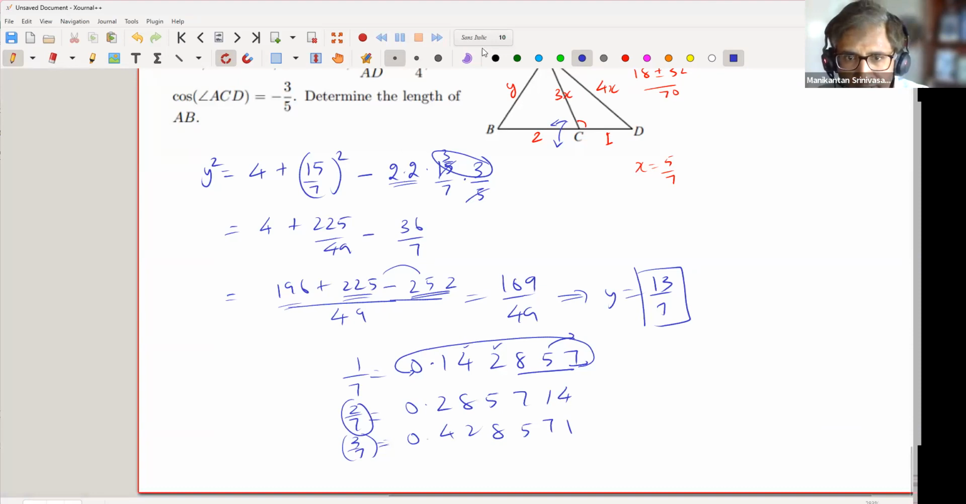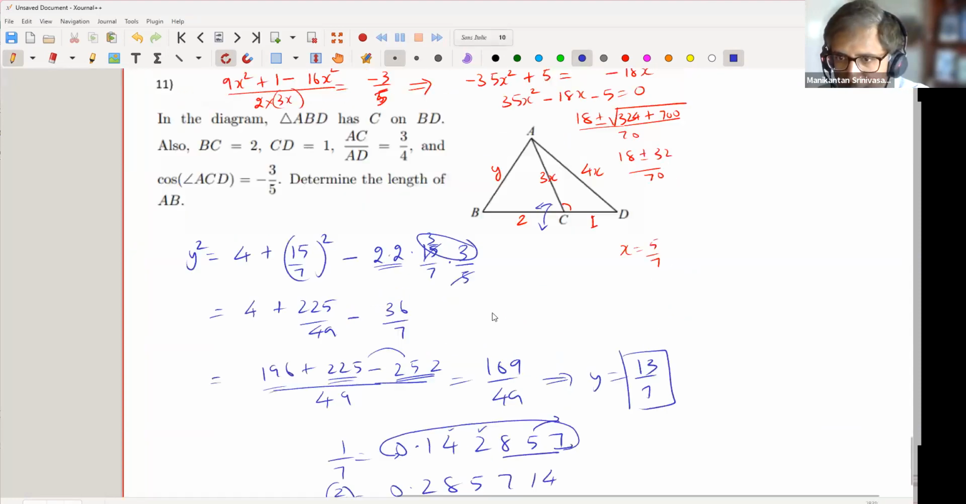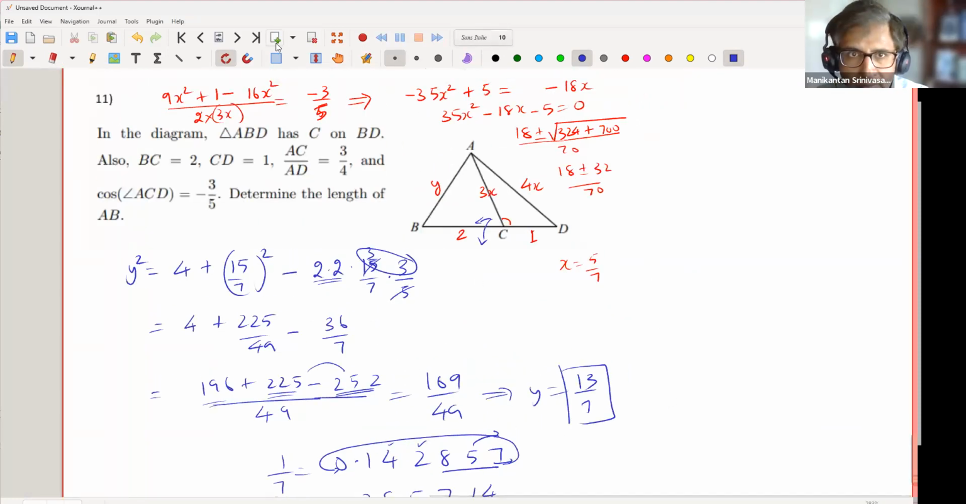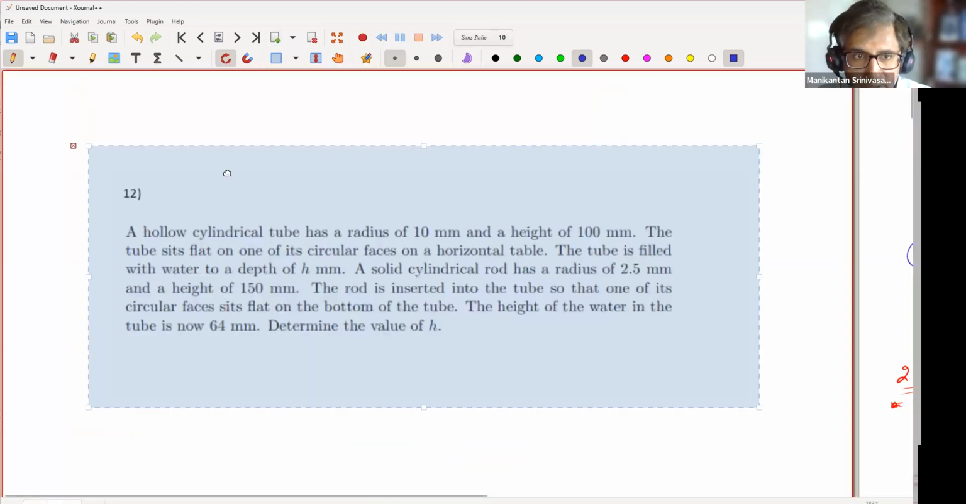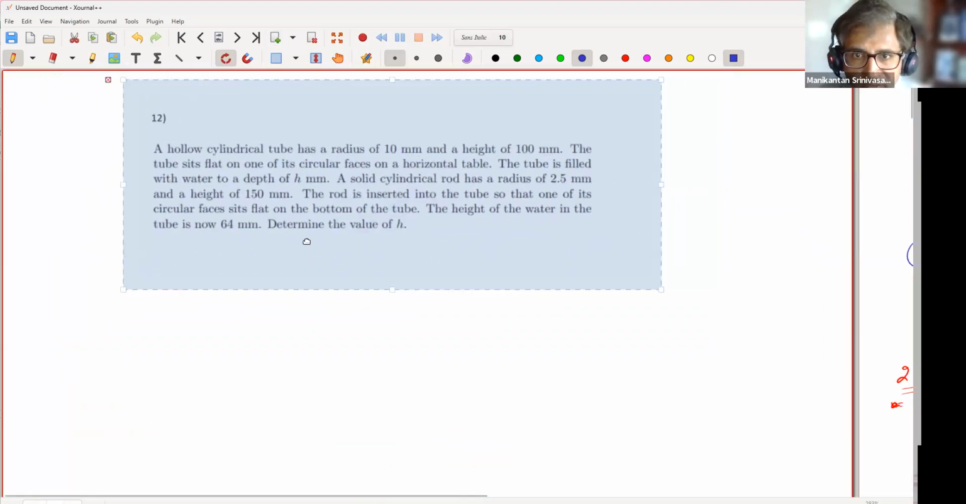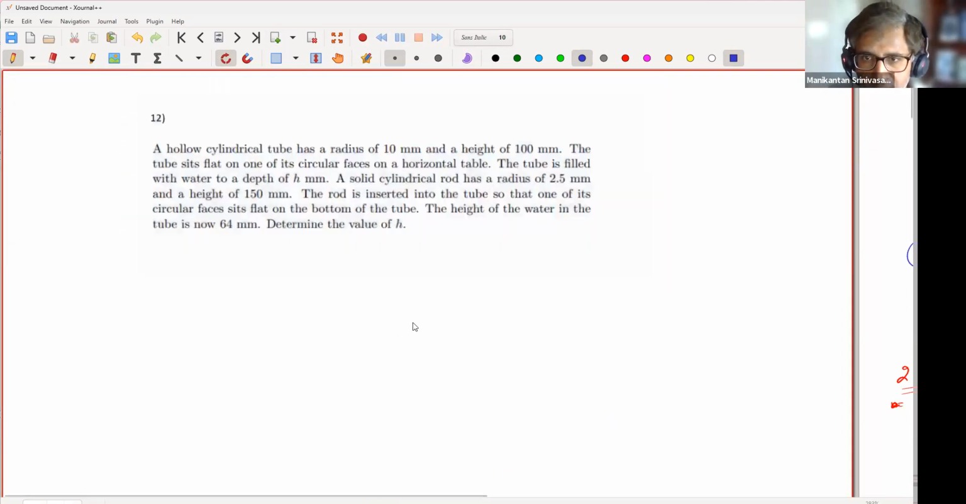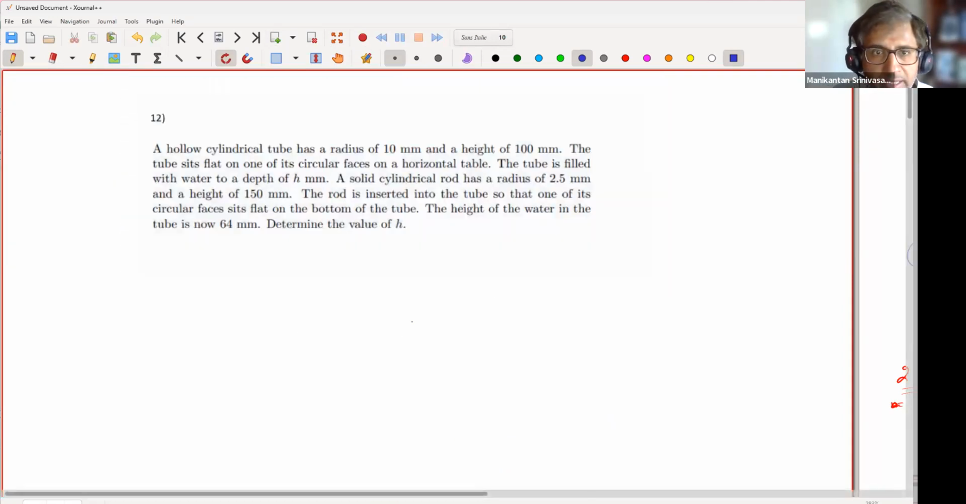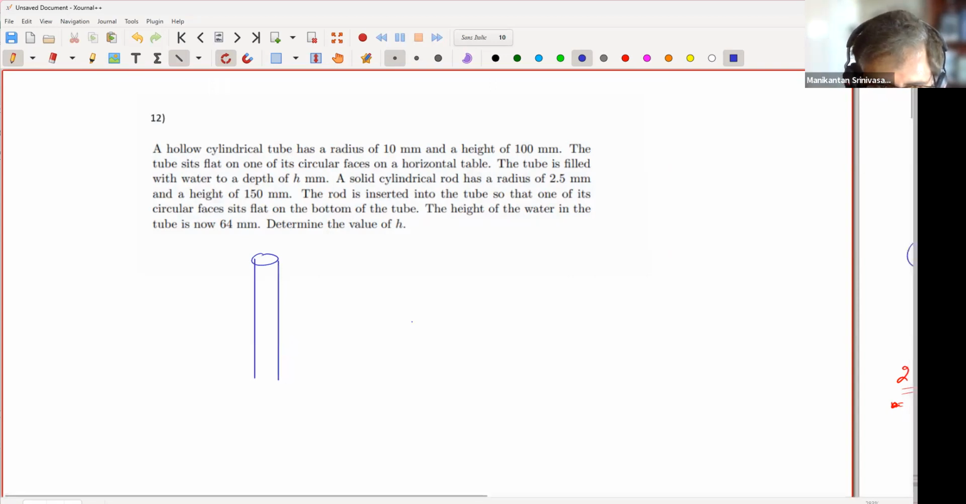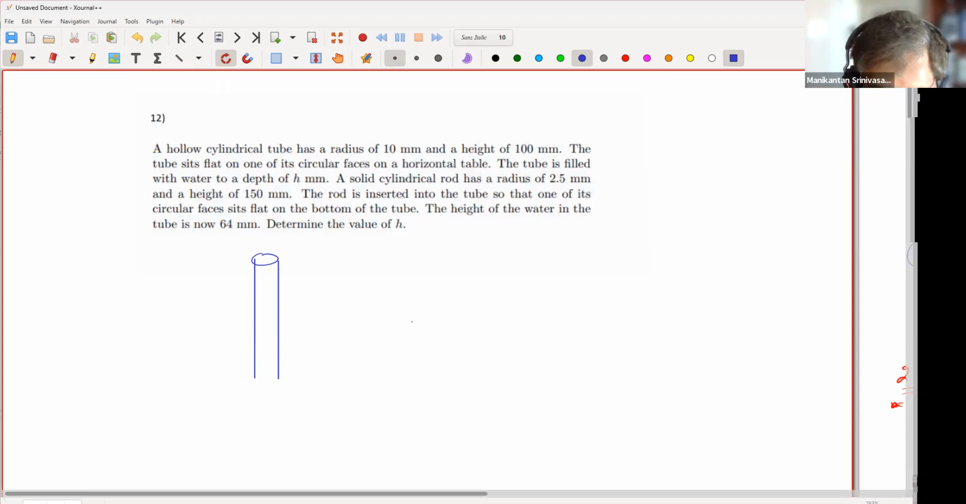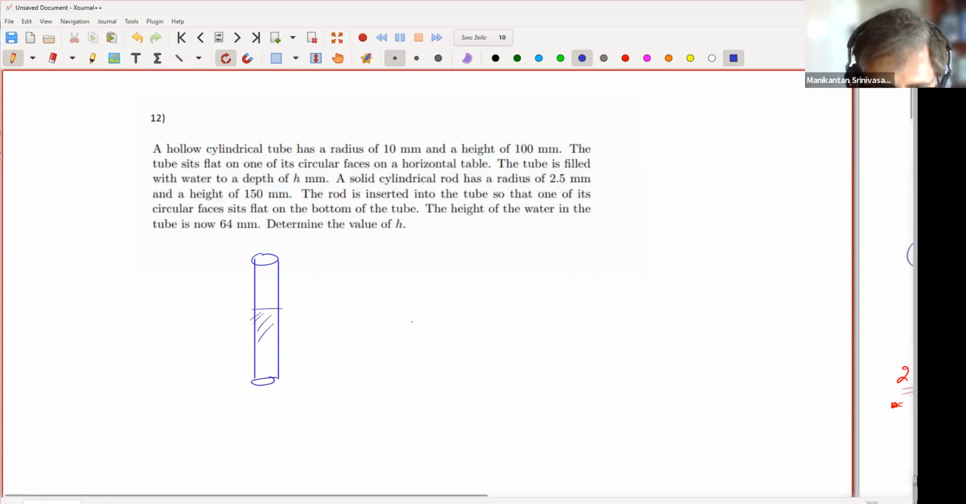Okay, again, question 12. Hollow cylinder. So this is just a simple displacement problem, right? Hollow cylinder has a radius of 10 and a height of 100, and it's filled till a depth of h. So you have something like this. You have a long cylinder, it's filled till depth of h. Okay, so this is h.